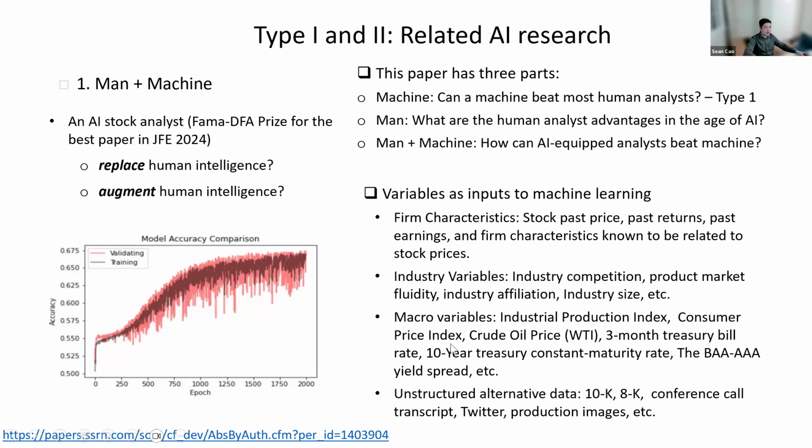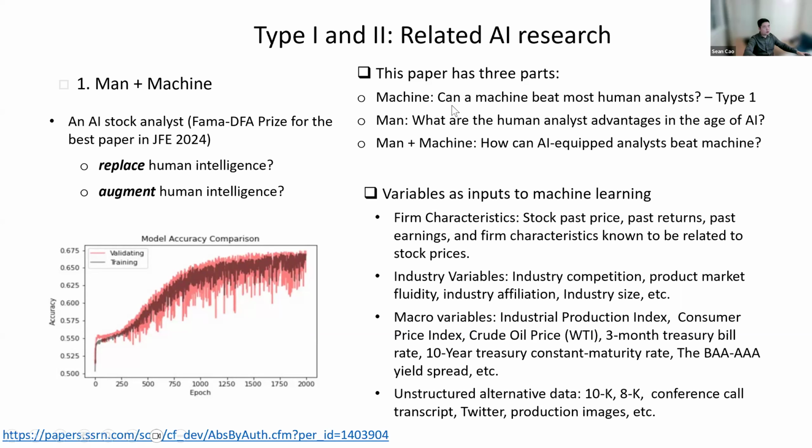We use the macro variables. We put in a lot of textual data. We use the firm's 10-K, 8-K, conference calls, Twitter, and product images. We use almost every piece of information we can find online for the firm to train a model to understand the company's future stock price in the next year. Then we obtain a machine prediction.